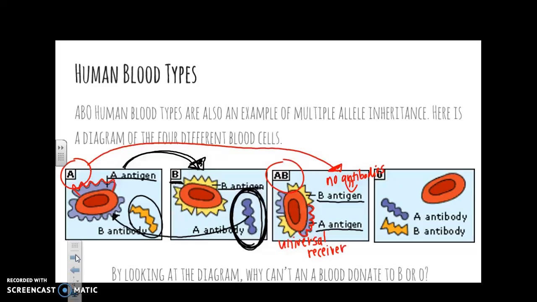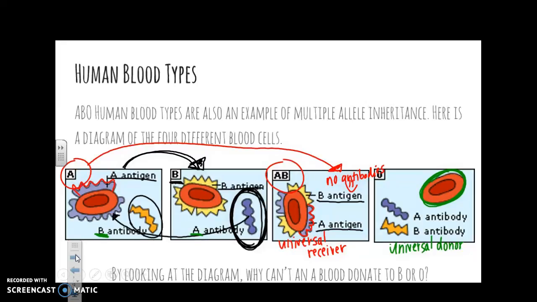All right, so thinking about this, can you figure out who the universal donor would be? Your universal donor is going to be your O blood, because O blood lacks proteins on the cell membrane. So when it donates to anybody, even if they produce antibodies, the B blood produces the A antibody, the A blood produces the B antibody, well, it's not going to trigger those antibodies because O blood doesn't have any of those proteins. So it's not going to trigger the immune system to produce those antibodies in the first place.